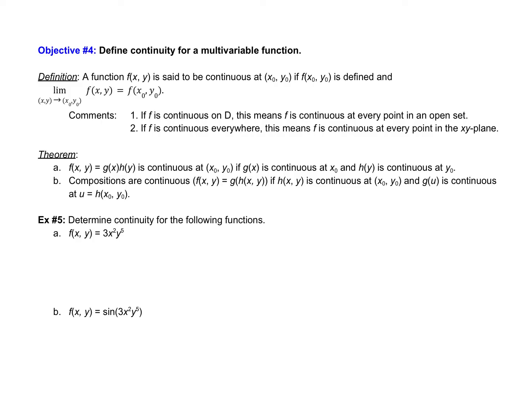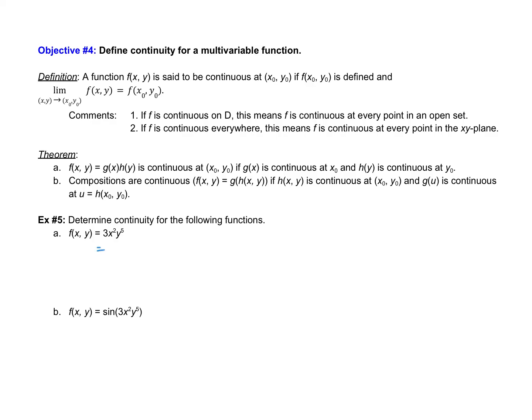And then we have a theorem, and we'll look at our last example. Consider some function that is the product of a function of x and a function of y. That is continuous at some point if g is continuous at x naught and h is continuous at y naught. And then compositions. Compositions are continuous. For example, if we have g is a function of h, if that inner function is continuous at x naught, y naught, and the outer function is continuous at the inner value. Okay, so we've got 2 last examples, and that'll be it.